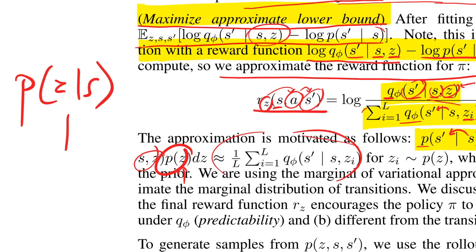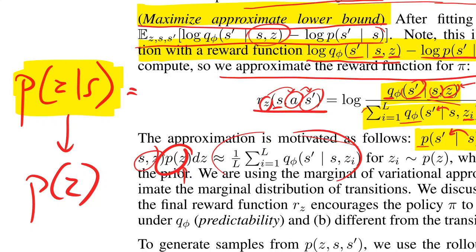Okay, let's think about this for a second. The bottom quantity is simply the distribution over your skills, and depending on how you sample them, this could be a uniform distribution over your skills. That's fine. But what's the top thing? The top thing, we can use Bayes' formula to reformulate it.